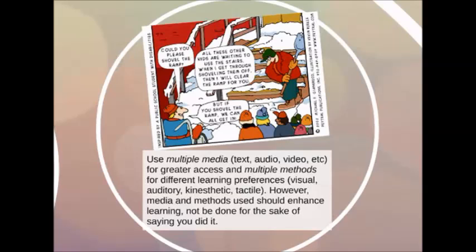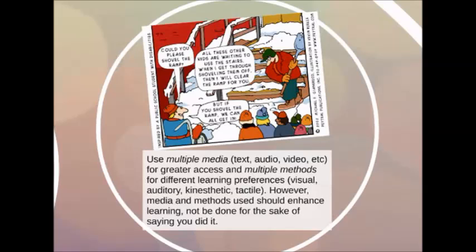Here is a clear example of how universal design fits into education. By clearing the way for students with disabilities and allowing any student the option to also go that way, we remove barriers resulting in more goal attainment. By using multiple media like text, audio, and video for greater access and multiple methods for different learning preferences, we make the content available to all instead of only available to some. However, it should be noted that the media methods you use should enhance learning and not be done for the sake of saying you used multiple media methods.